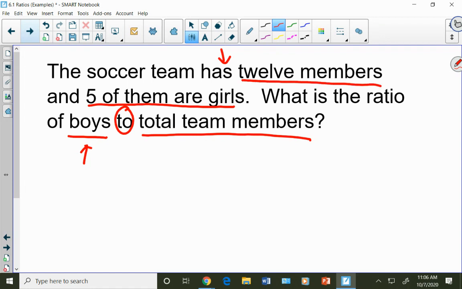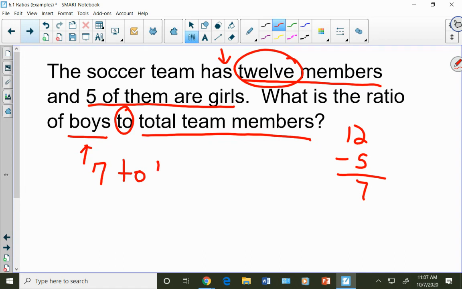So we're going to have to do a little math there. There's 12 people on the team, and we take away 5 of them being girls. That leaves us with 7 that are boys. So 7 would be the number for the boys. To, what was the total people on the team? 12. So that's my ratio, 7 to 12.